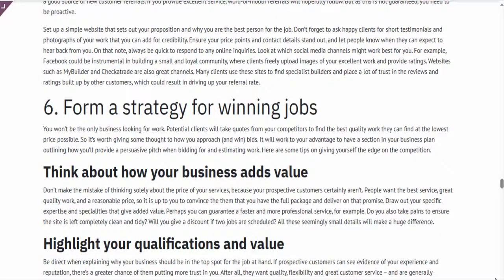Websites such as MyBuilder and Checkatrade are also great channels. Many clients use these sites to find specialist builders and place a lot of trust in the reviews and ratings built up by other customers, which could result in driving up your referral rate.